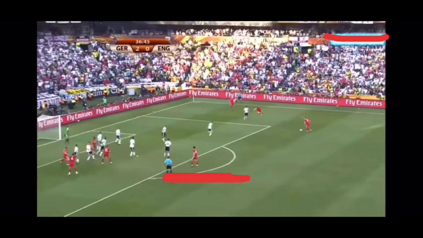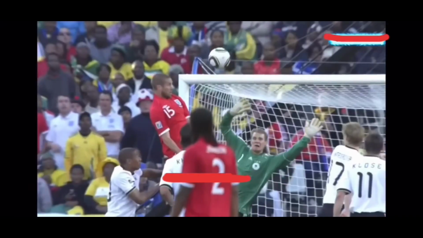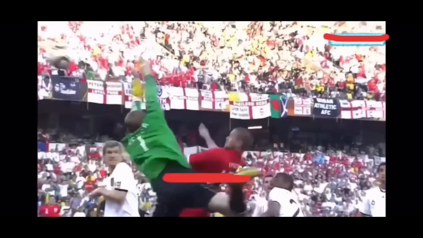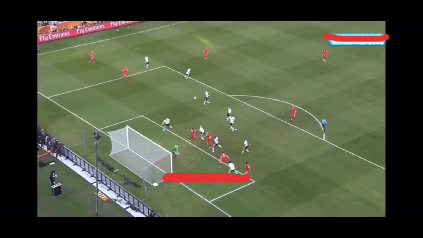Cross. Terry and Upson have only just arrived. Gerrard in now. Upson! 2-1! England's hopes are alive again! Short corner just for the Germans. We've seen this so many times in this competition.